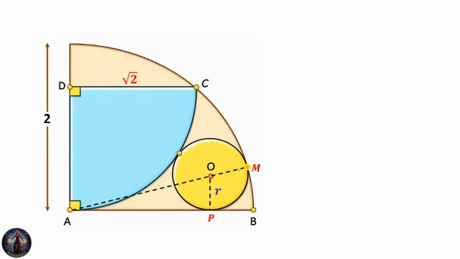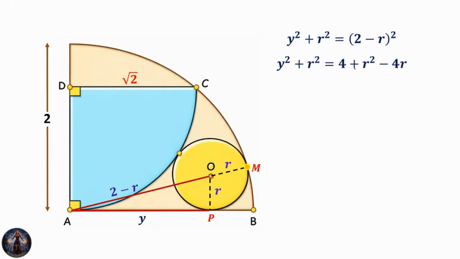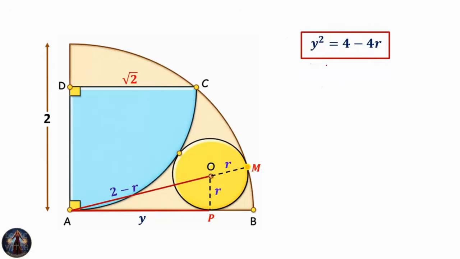Now here AM is nothing but the radius of the bigger quadrant, which is 2, and OM is r. Therefore AO is going to be 2 minus r. Now let's name the length AP as y. So we have this triangle now, and in this triangle we can use the Pythagorean theorem, and we'll get this expression. If I expand this expression and simplify, I'll get y² = 4 − 4r.